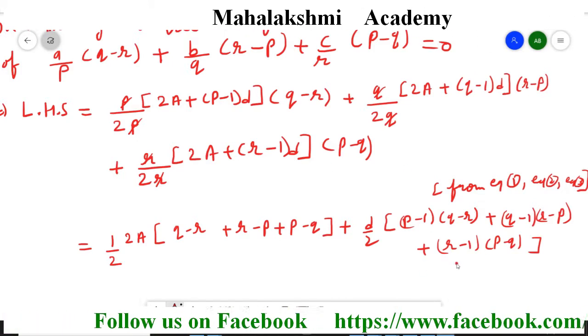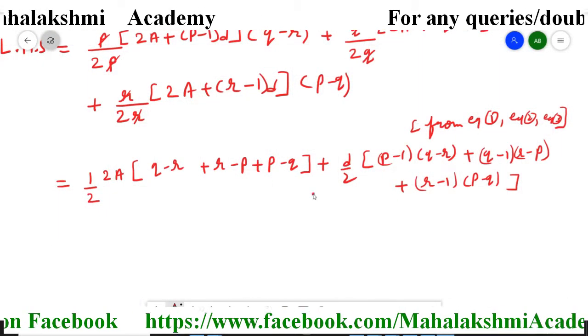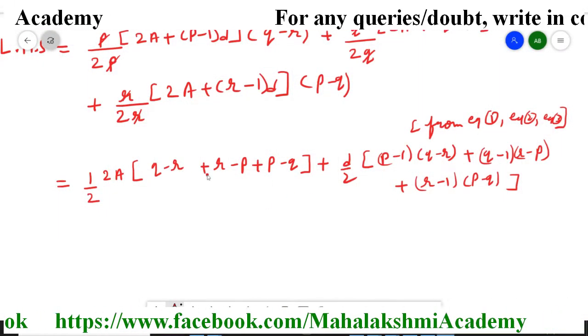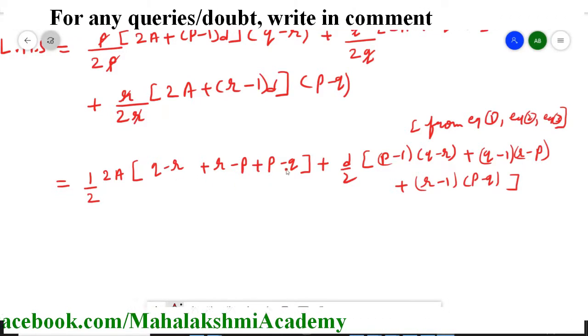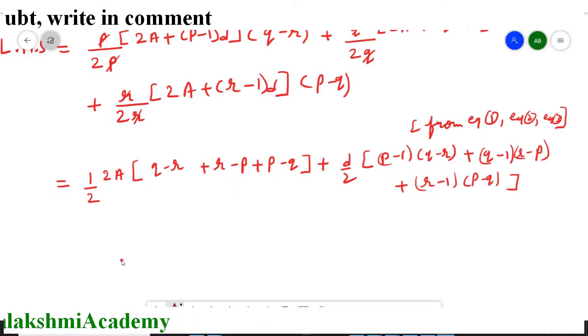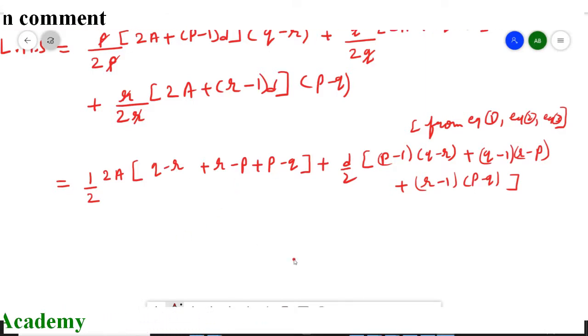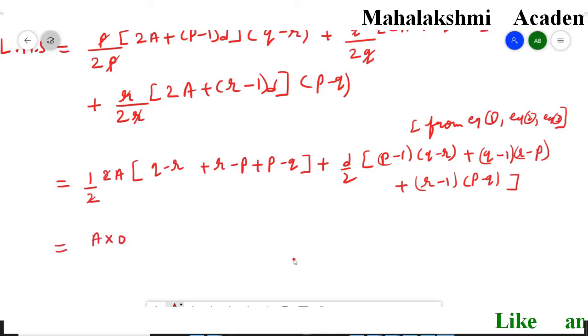so that I wrote here. Now after opening like this, what we found is that here r and r will get cut, p and p will get cut, q and q will also get cut. So this big bracket value is going to be 0. So the next term we have to write as, and here also 2 will cut by 2, so this is going to be a multiplied by 0.